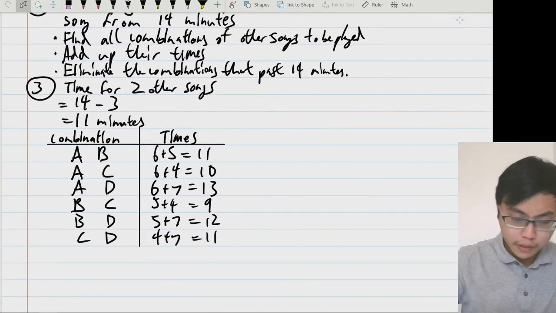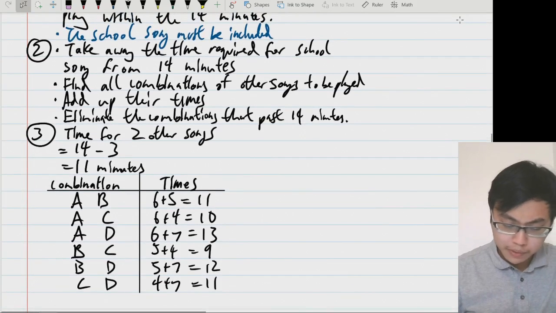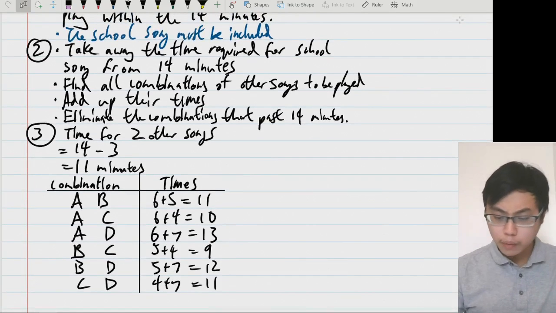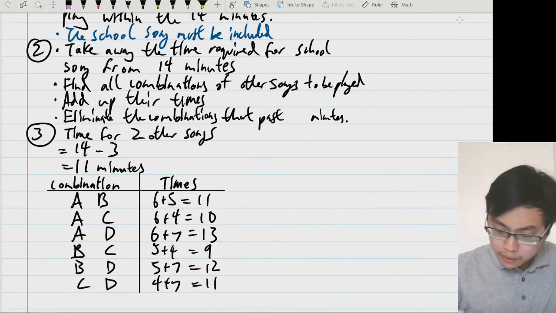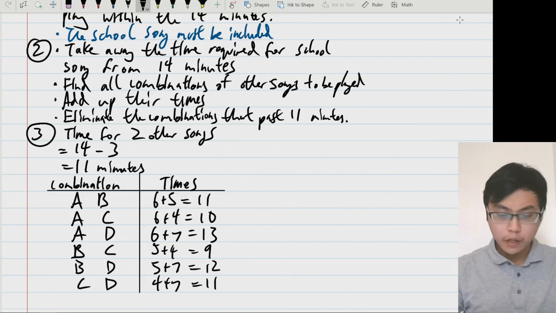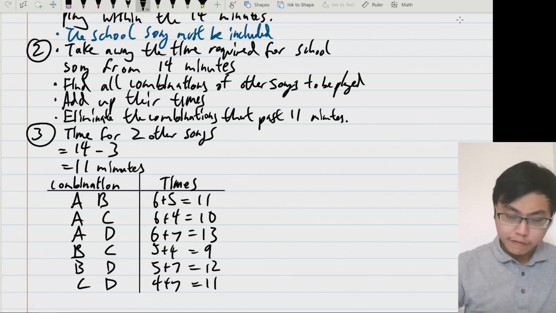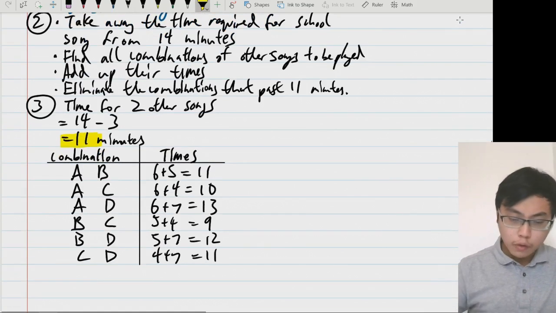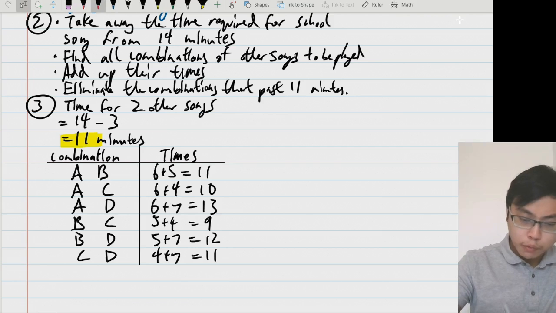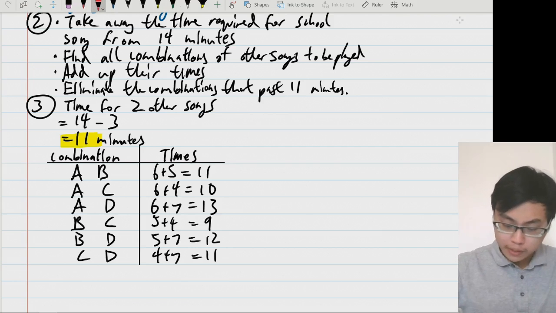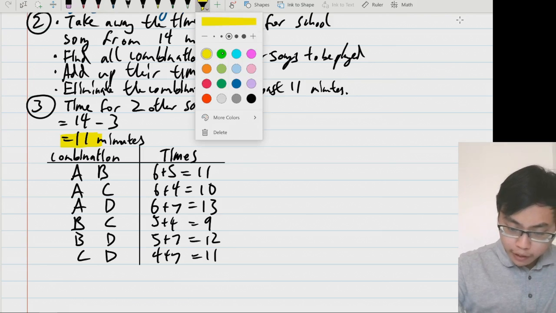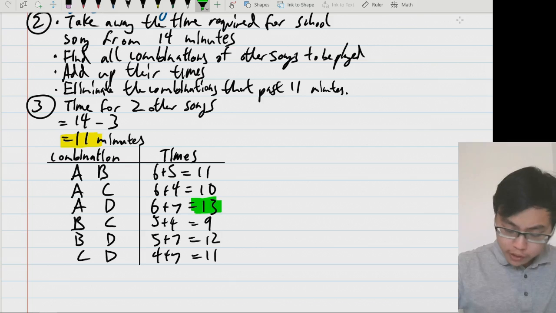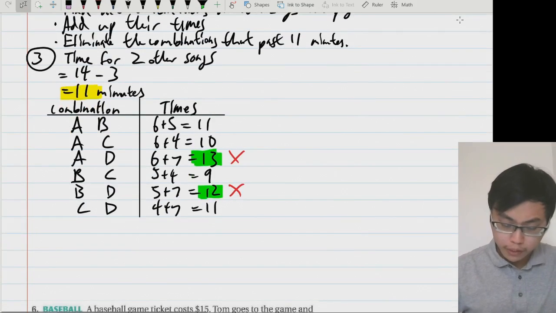Okay, the third bullet point is to add up all their times. And then lastly, we want to eliminate the combinations that pass, not 14 minutes, it should be 11 minutes over here because we have 11 minutes left. That's the time that we have for the two songs. Which ones go past 11 minutes? We have 13 minutes, that's not possible. And we have 12 minutes, that's not possible. So I'm just going to quickly cross out these two combinations.